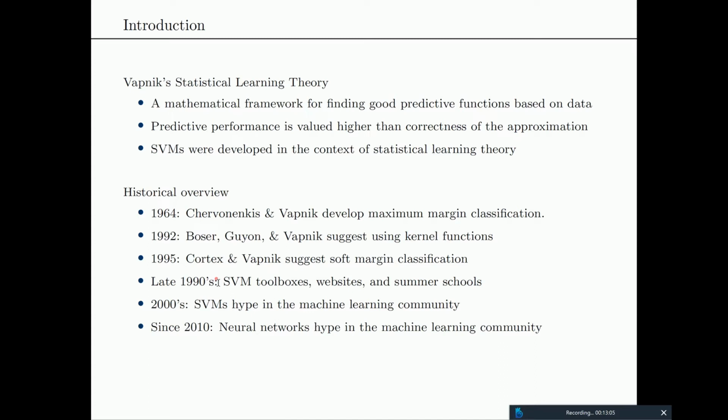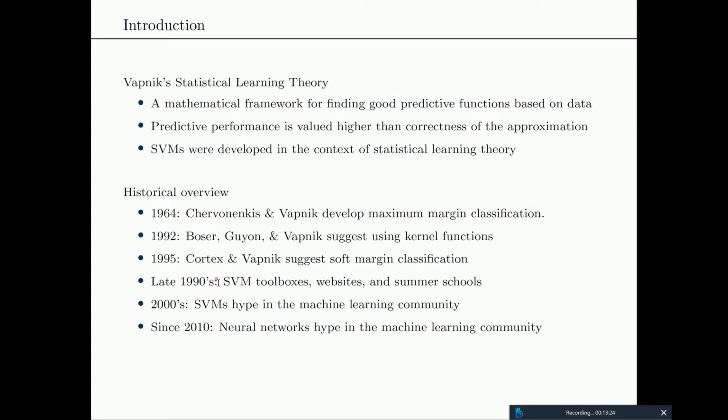Does anyone, which toolbox have you used for SVM? So there's, for example, libSVM. That's a typical toolbox that was developed there. They set up a website and did summer school, so they really pushed SVMs into the mainstream.